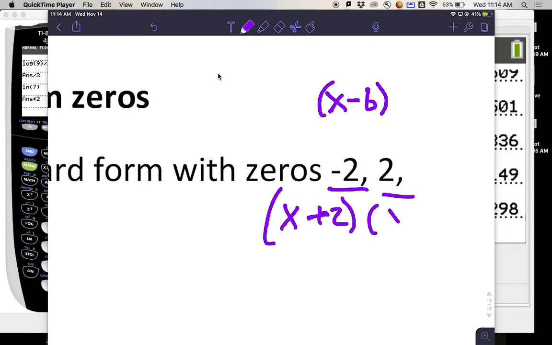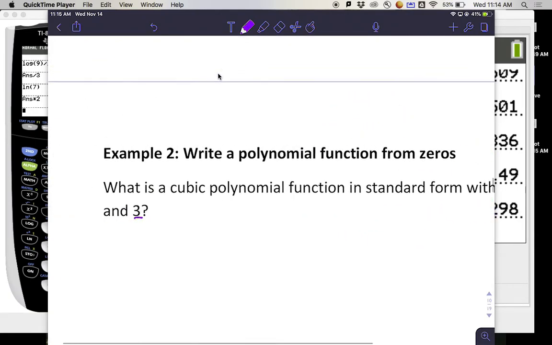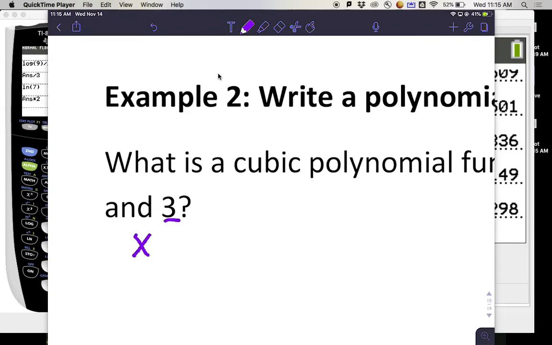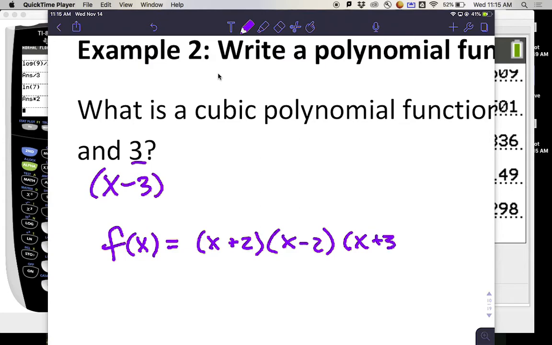If we do this next one, this is going to be x and then minus 2, so it's the opposite sign. And then this last factor, we're going to write as x minus 3. So if I want to write a function with all of those, you'll write x plus 2, x minus 2, and then x plus 3.